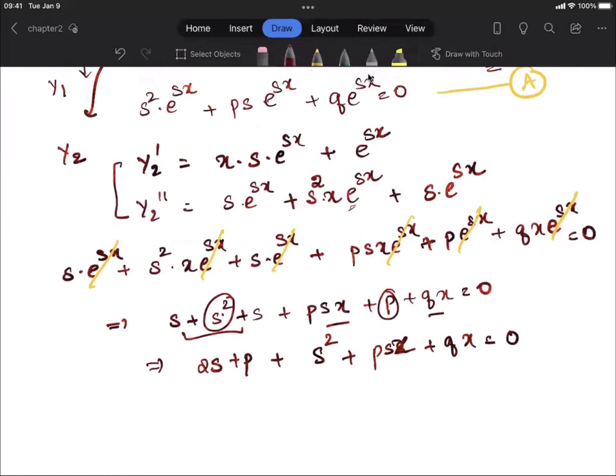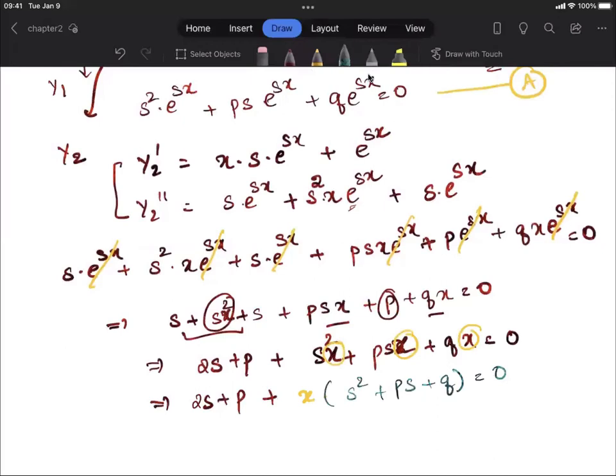I'm sorry, there's an s squared x here. I missed out the x there. There was an x here, so this will be s squared x. Now I'm just going to keep this 2s plus p here, plus I'm going to pull this x out of everything here. So that will give me x times s squared plus ps plus q equals 0.